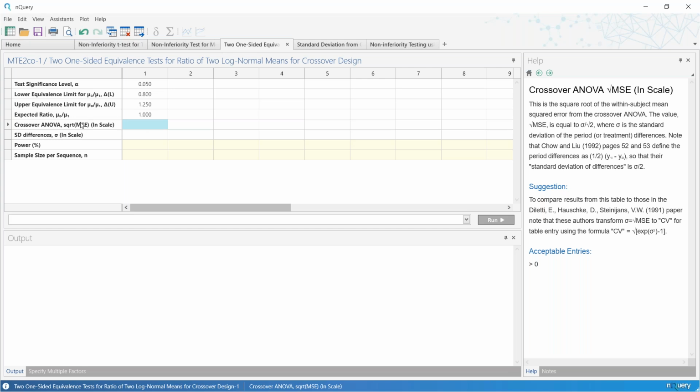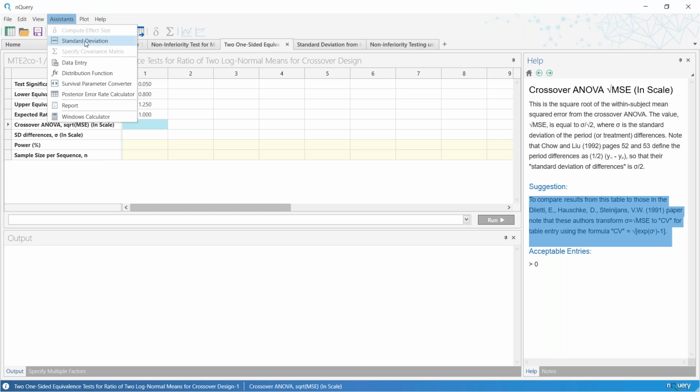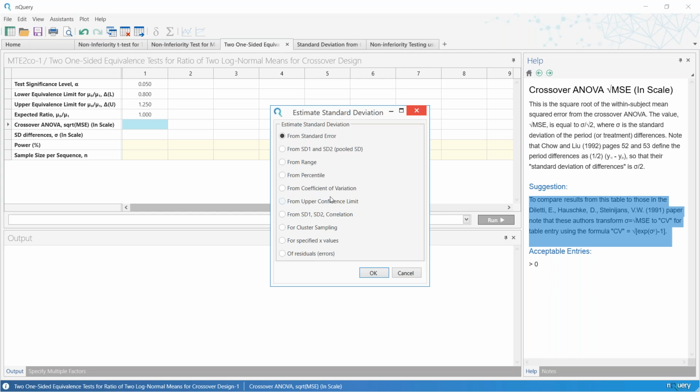And then you have your square root MSE from the ANOVA for the error effect, and you can calculate that. You can see there are some notes here about where that's derived from, and there's a direct relationship between it and the coefficient of variation. But instead of calculating it by hand, we can go to the Assistance menu, choose the standard deviation option, and go to From Coefficient of Variation.